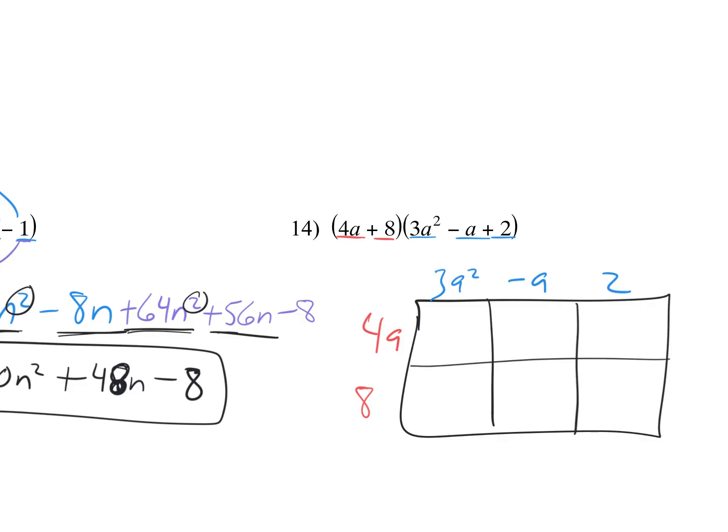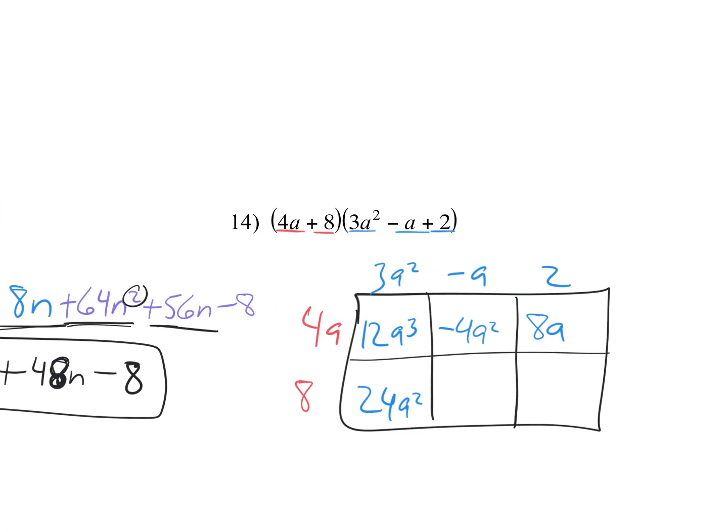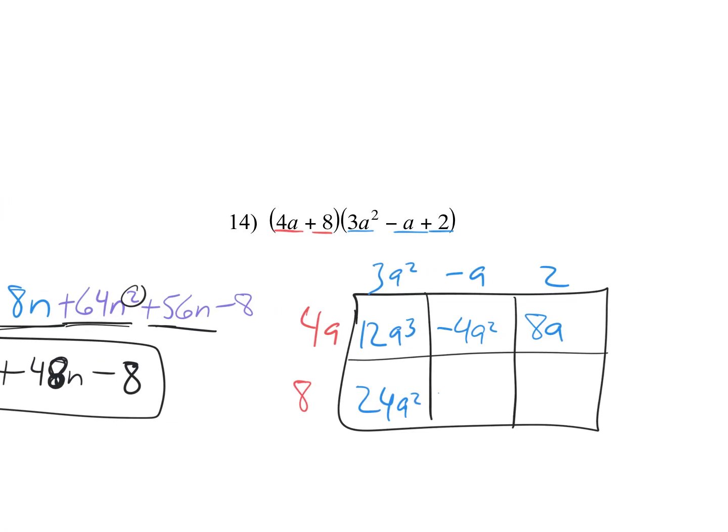So this one's going to be 12a to the third power. 4a times negative a is going to get you a negative 4a to the second power. 4a times 2 is going to get you an 8a. 3a squared times 8 is going to get you a 24a squared. 8 times negative a is going to get you a negative 8a. 8 times 2 is going to get you 16.